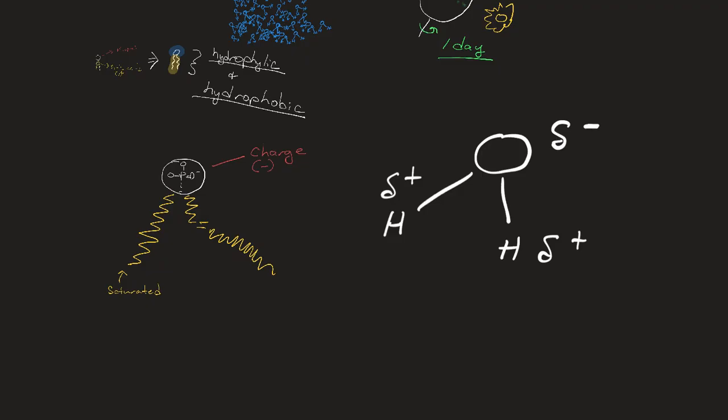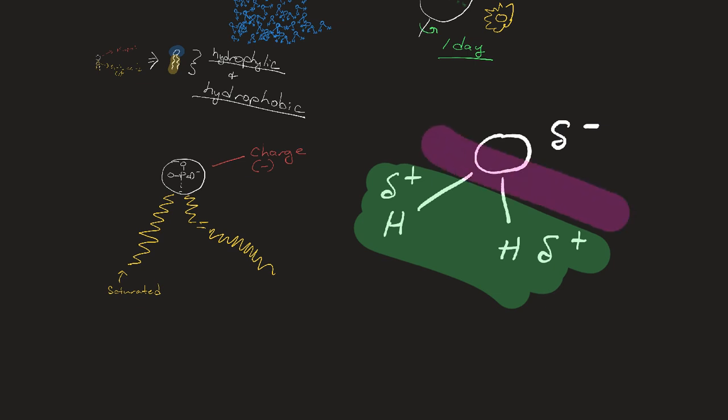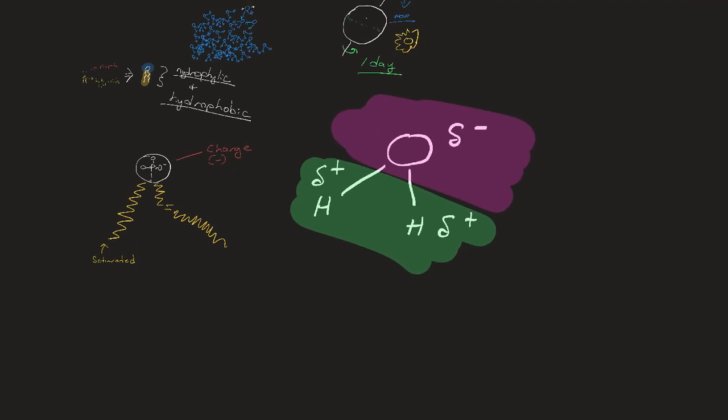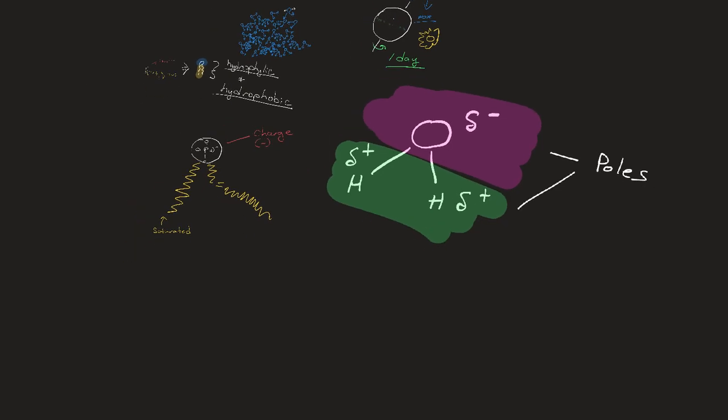One side is going to be positive, and one side is going to be negative. So it has a positive and a negative side, and we call these poles. Just like a magnet. So because of that, water is what? Water is polar. Very good.